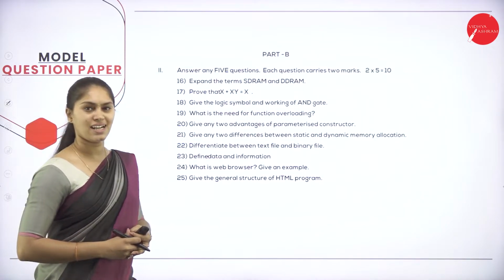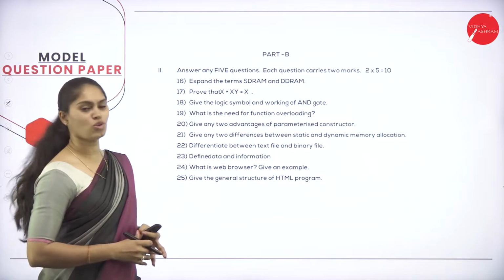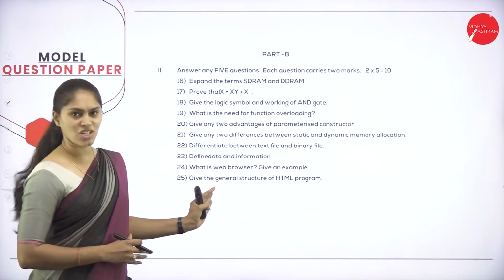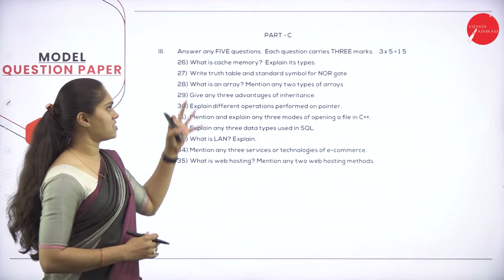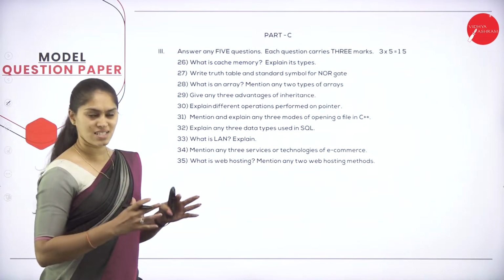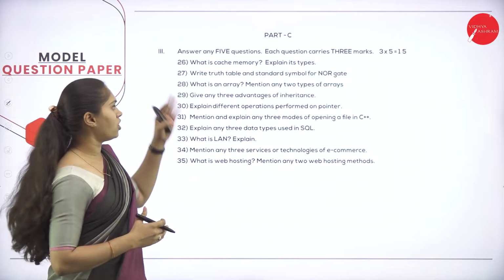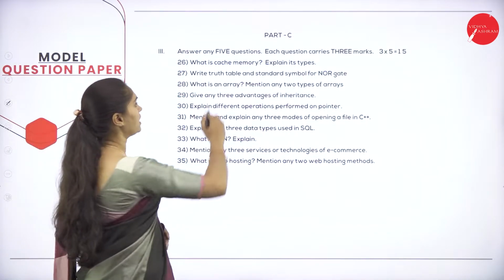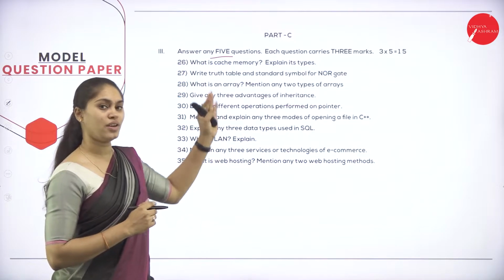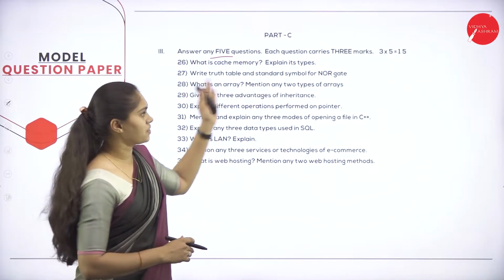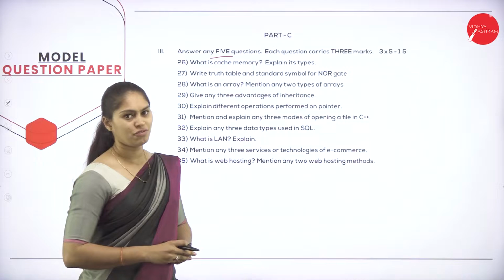This is related to part B, which is 2 marks questions. There will be 10 questions. Out of 10 questions, you need to answer any 5 questions. And this is related to part C, which is 3 marks questions. Totally 10 questions will be there. Out of 10, you need to answer any 5. So 3 into 5, it will be for 15 marks.